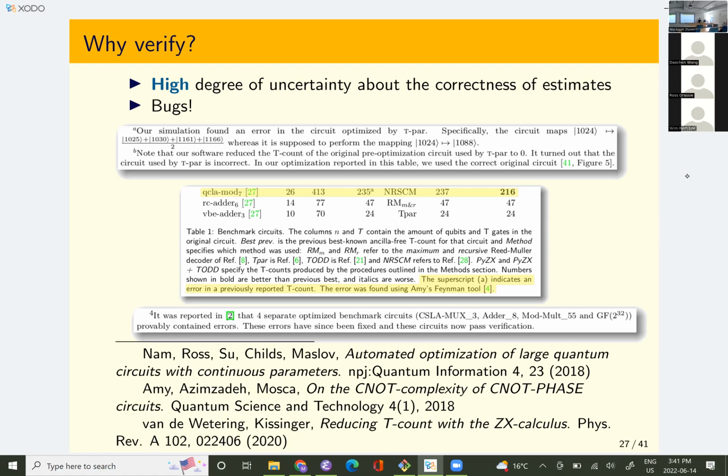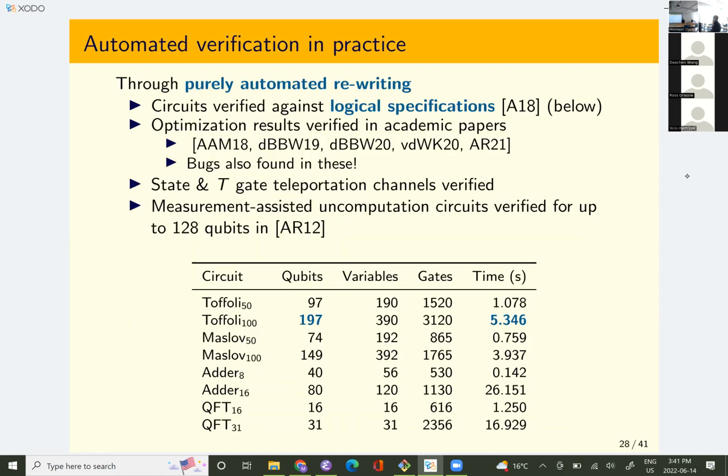And then, a little bit more practically, there are also bugs in quantum circuit optimization papers, including my own quantum circuit optimization papers. We found bugs in my papers, nothing like that. So I wanted to be able to verify that those circuits are correct. So when I first started working on this, the main application was this verification.